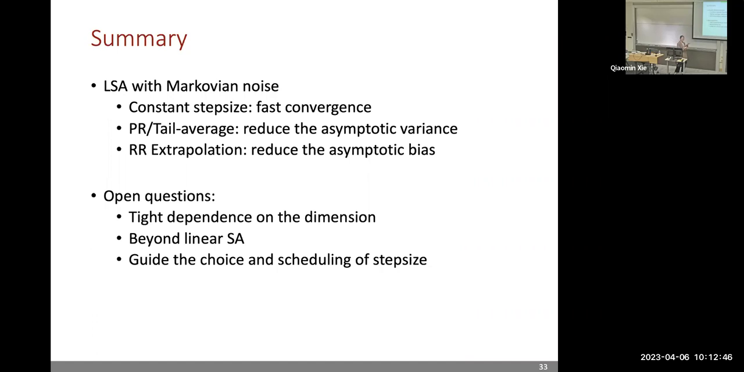Here we focus on the linear SA. But in general, there can be other stochastic approximation procedures for different functions that are not linear. For example, Q-learning is also an SA, but it's not a linear SA. It's a general contractive SA, another class of SA problems. We made some progress on this, and for some contractive SA, we are able to generalize our results to that setting.